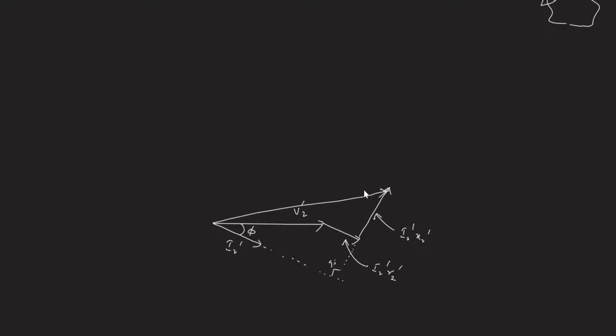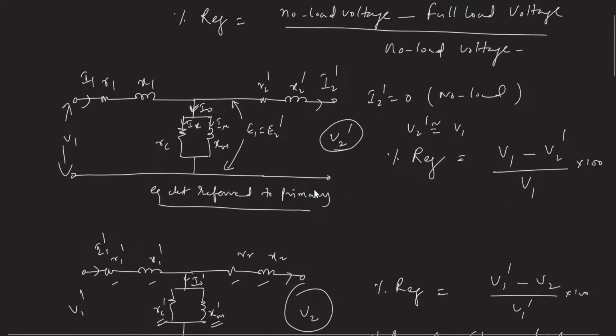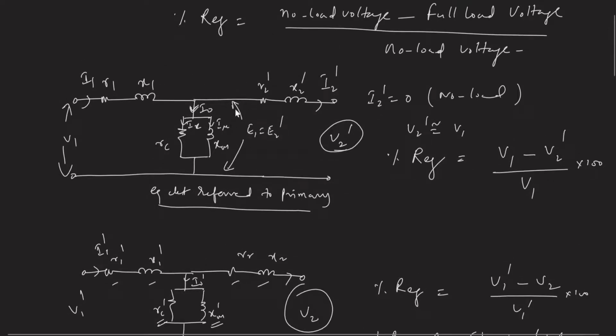now this is E1 or E2 dash, this voltage. Now to this voltage, if I add this drop, I'll get the supply voltage. Now to add this drop, I need to have the current I1, but I know only I2 dash. I have to add this I0 to I2 dash to get I1.